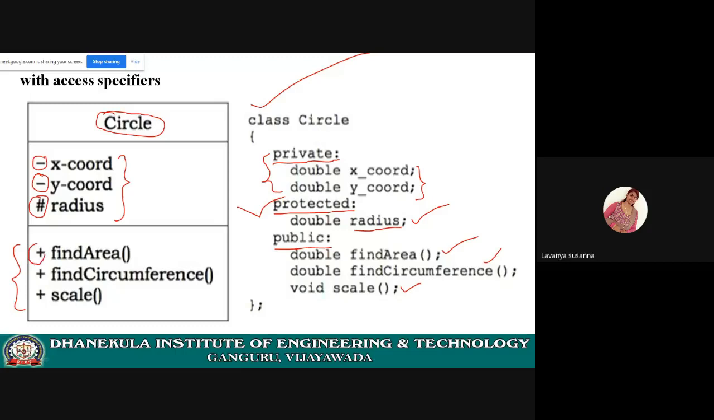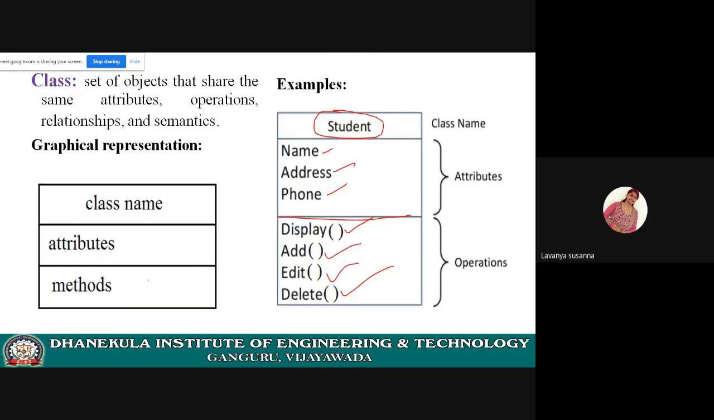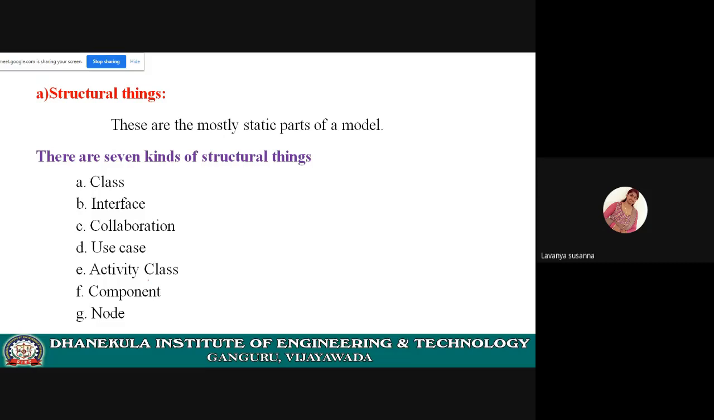Public means you need to use the plus symbol. See here, plus represents public, hash represents protected, minus represents private. I hope you understood. Already you know all those things. Now let us see the remaining things. Yes, the class is completed, right? See here, class is completed.